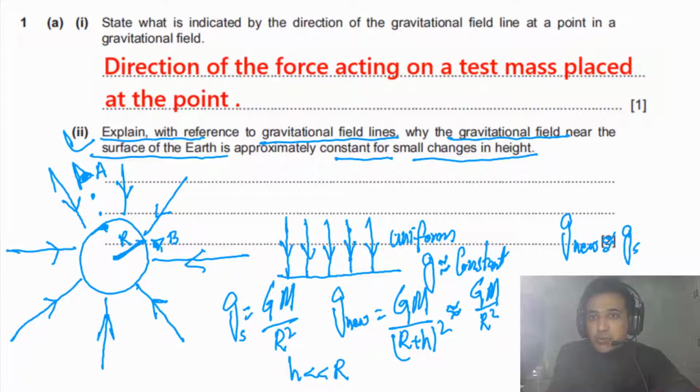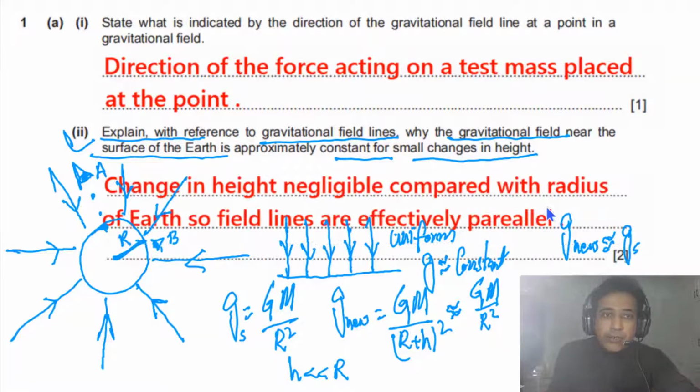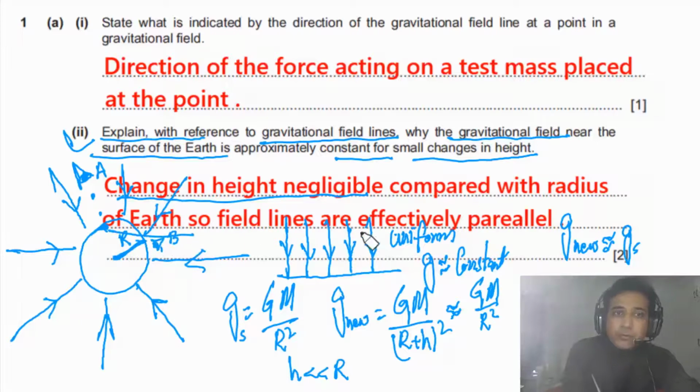This question has 2 marks. How can you write down your answer? In your answer, you can talk about these points. You can say the change in height is negligible compared with the radius of Earth. So field lines are effectively parallel, meaning the field is uniform.